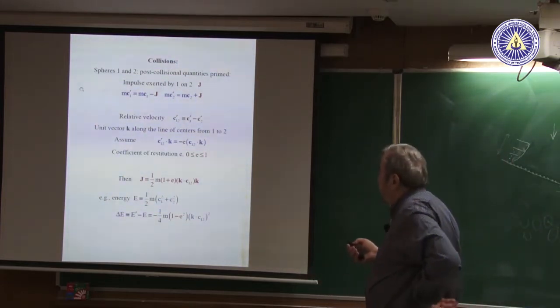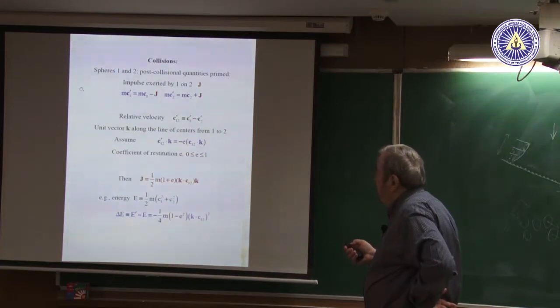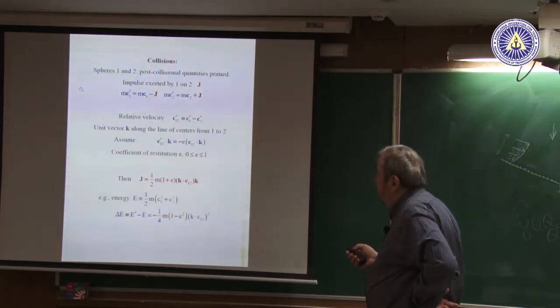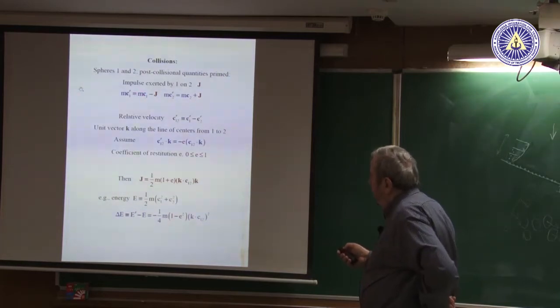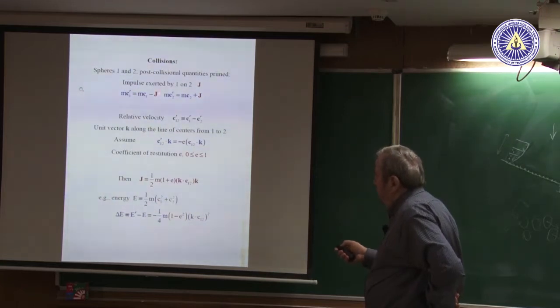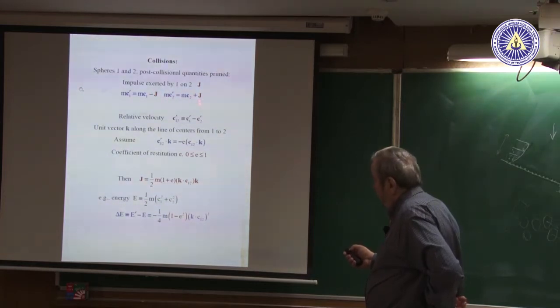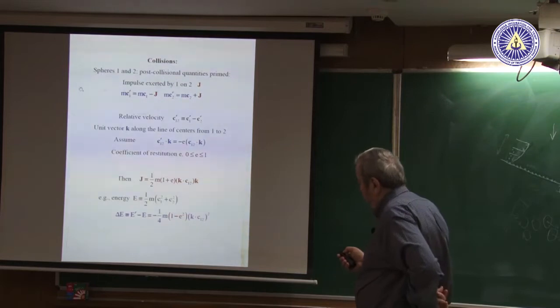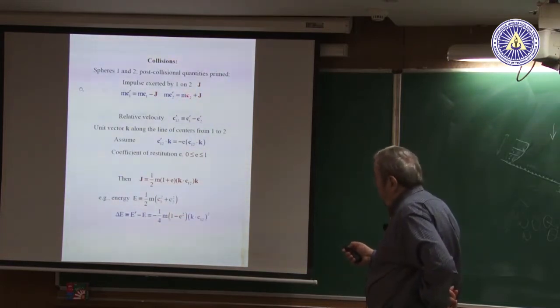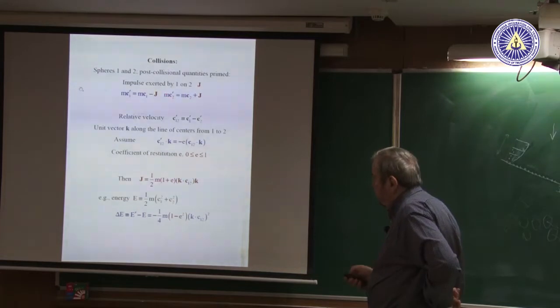Okay, but here's a simple calculation. We're looking at two spheres impacting one another, and we're denoting the vector velocity of the first sphere after collision with the prime. It's the velocity before the collision, unprimed, and J is the impulse exerted by particle 1 on particle 2. And then, focusing on particle 2, we have a similar equation with the change in sign of the impulse that describes the motion before and after the collision.